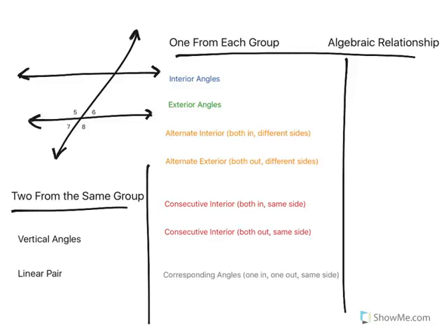So first of all, the angles located inside of the parallel lines, all of the angles in between these two parallel lines, are considered interior angles. So 5 is an interior angle, 6 is an interior angle, 3 is an interior angle, and 4 is an interior angle. So we can write that over here.